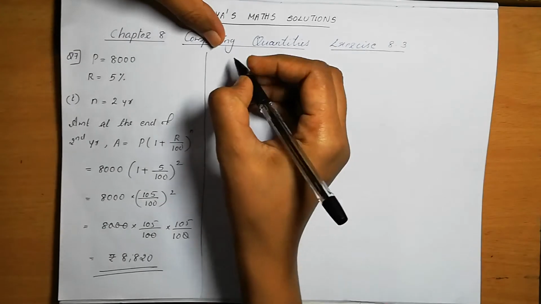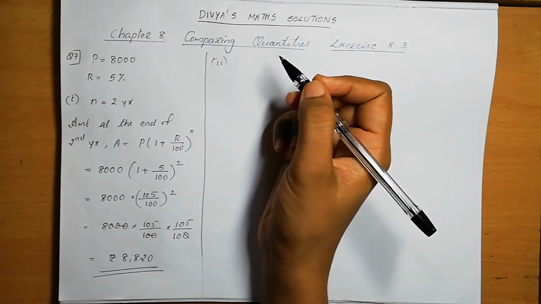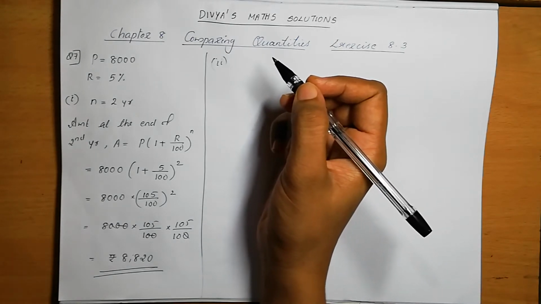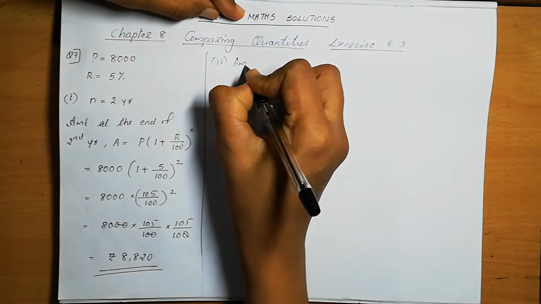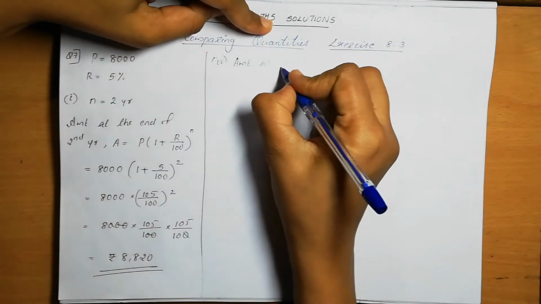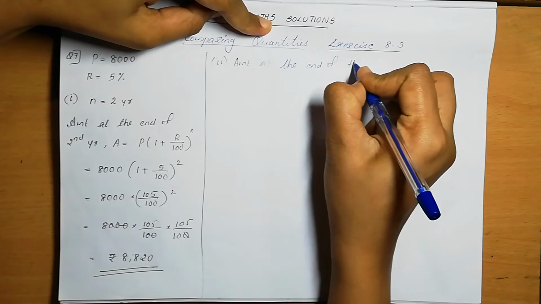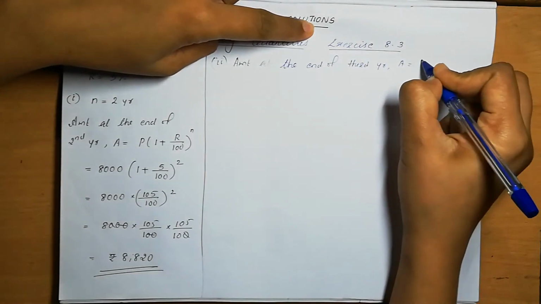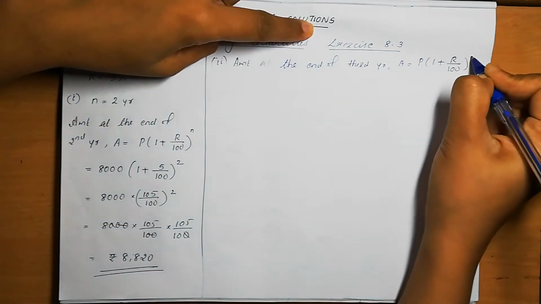That is the second part. Interest for third year, right? So in order to find the interest for third year, what we need to find? We need to find the amount at the end of third year first, right? So amount at the end of third year is equal to P into 1 plus R by 100 power N, we can write.